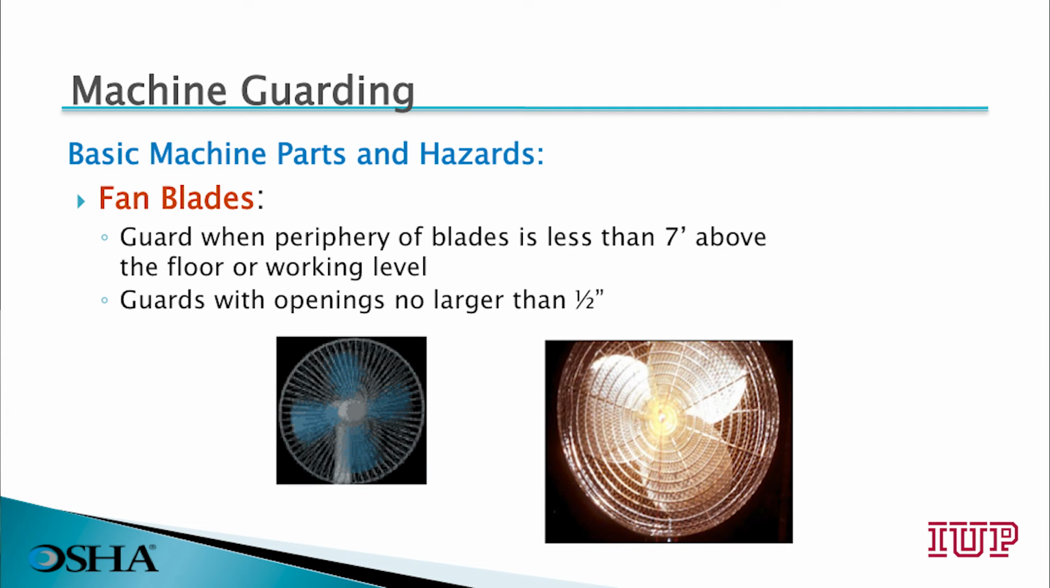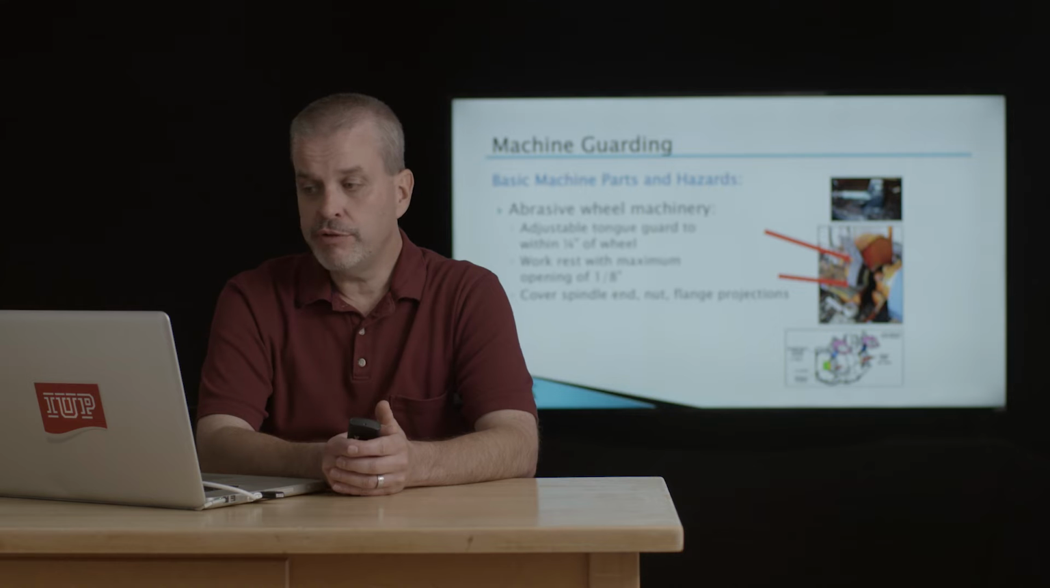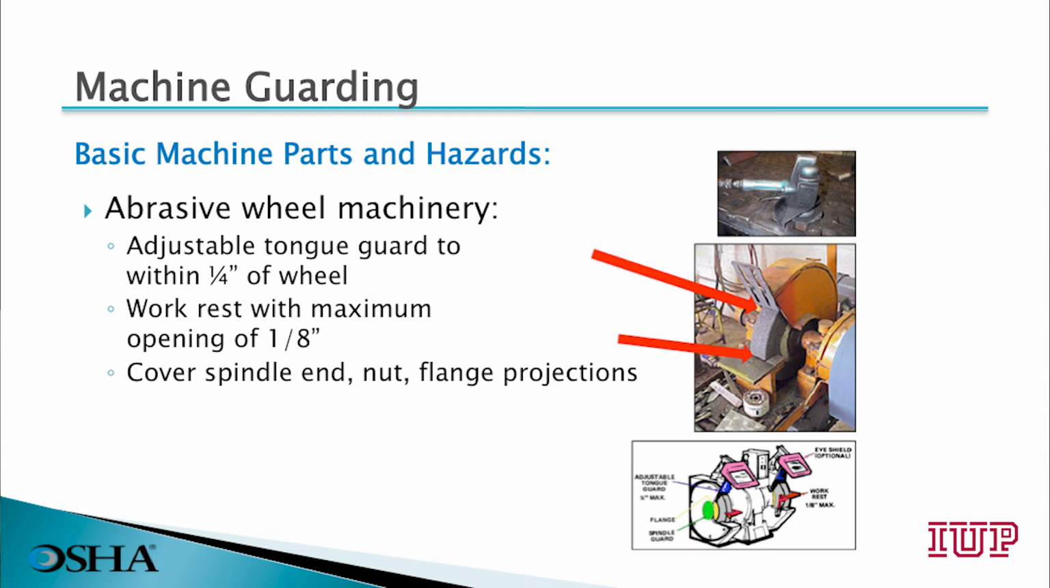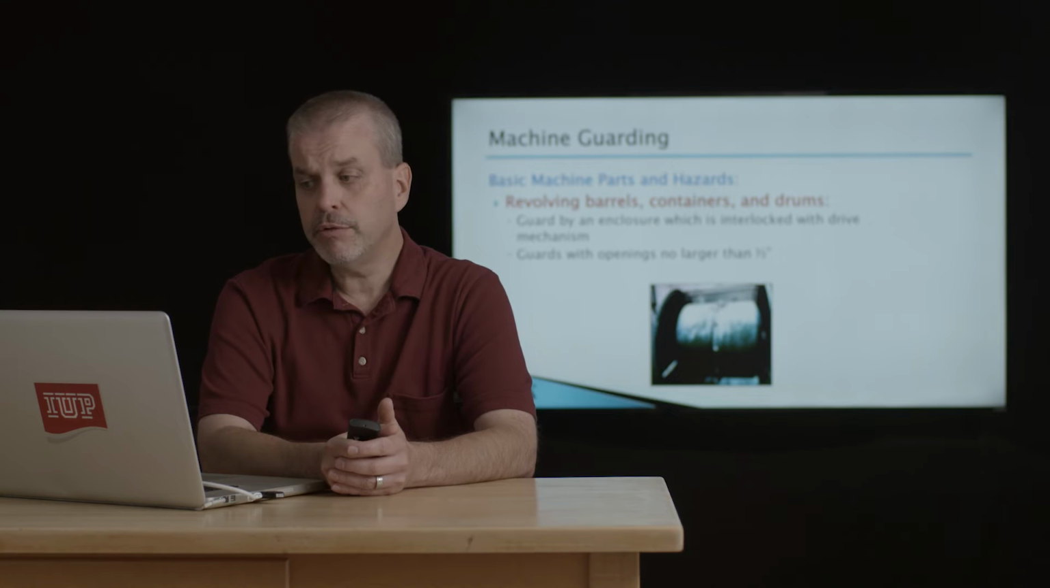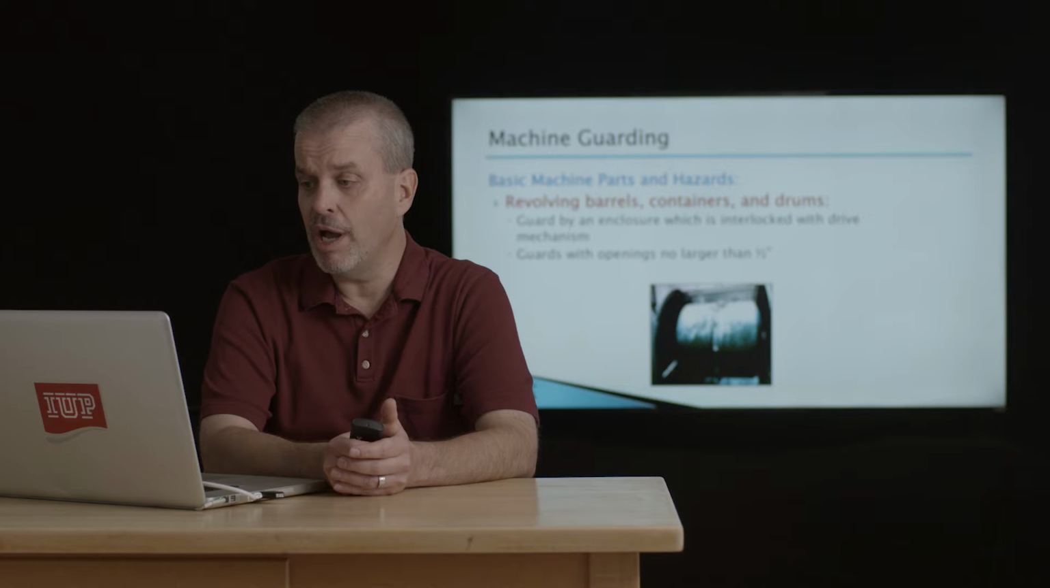When fans are located less than 7 feet above the floor or any working level, they too need to be guarded, and those guards cannot have openings any larger than 1/2 inch. Basic machine hazards associated with abrasive wheel machinery: workers need to ensure that tongue guards are adjusted to within 1/4 inch of the wheel, and the work rest has a maximum opening of 1/8 inch. Guards also need to cover the spindle end, nut, and flange projections. Basic machine hazards also include revolving barrels, containers, and drums.